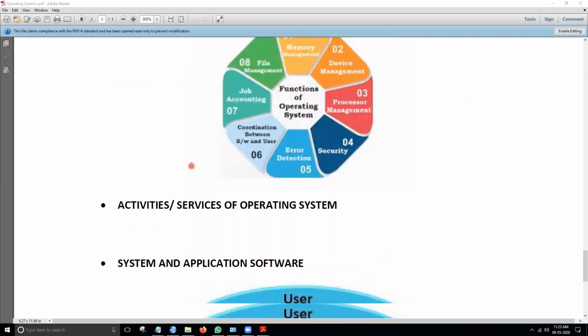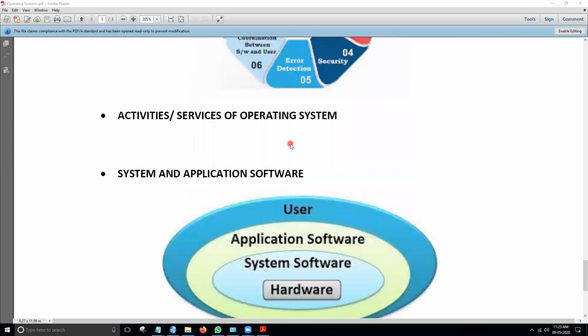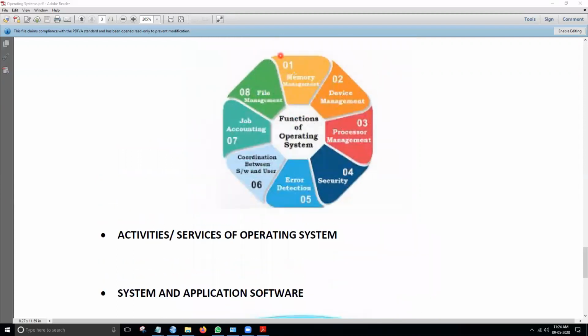Now, coming to the activities and services. What are the services and activities that operating systems do? Normally, say you are typing in a Word file. You are typing, deleting content, all this writing, typing, deleting. It is part of that application, but everything is being passed through the operating system.